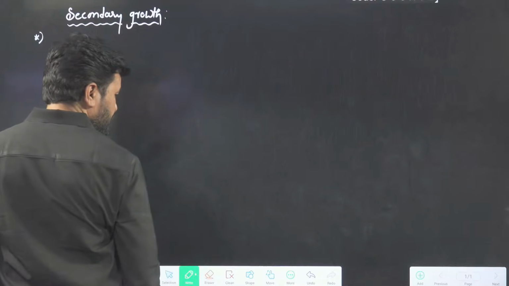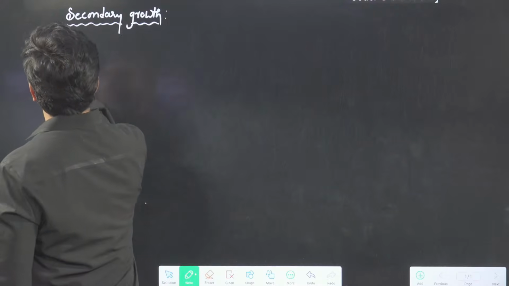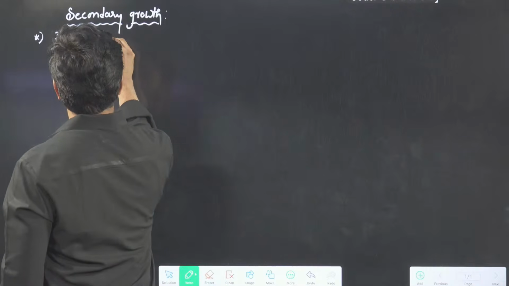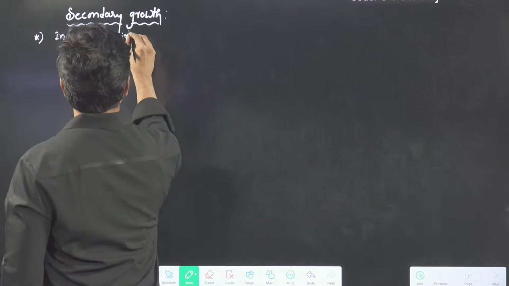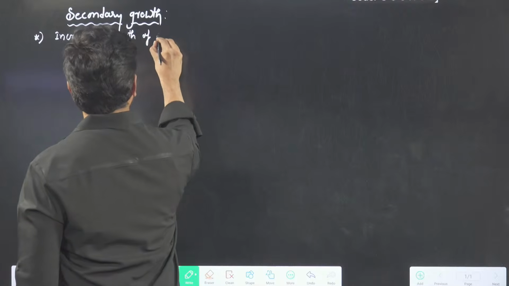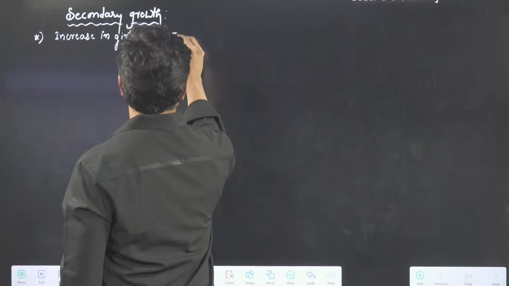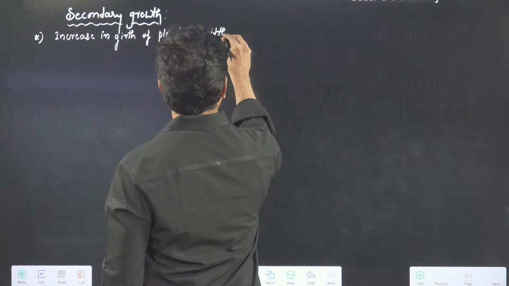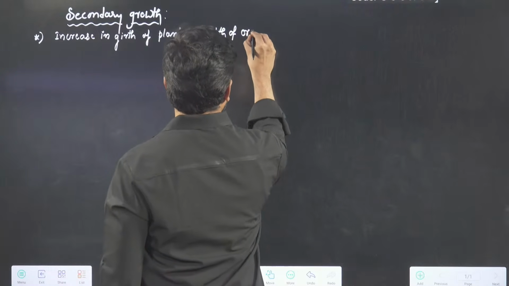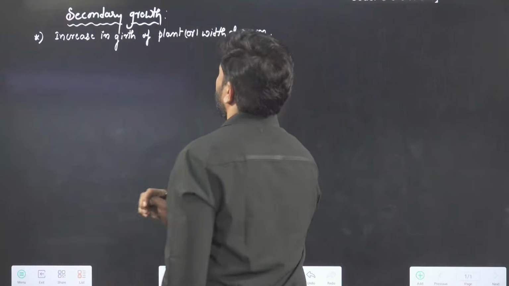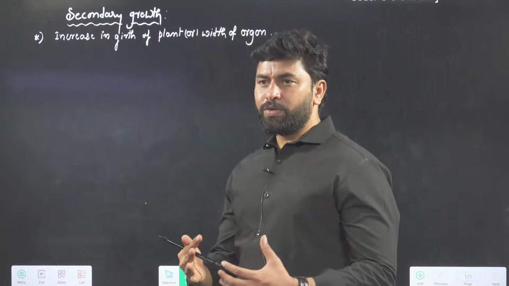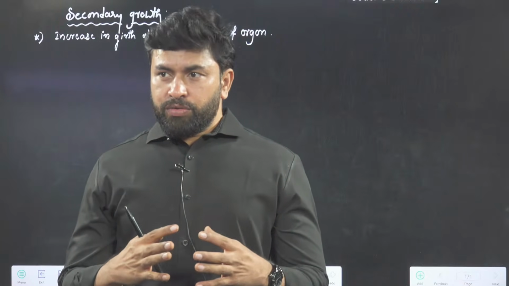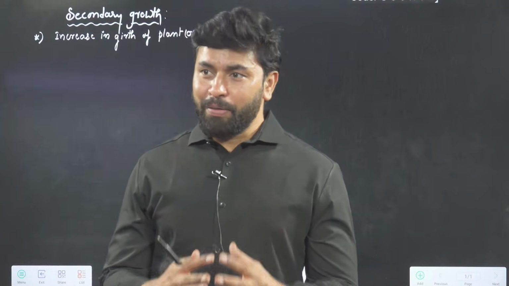What is the definition of secondary growth? Secondary growth indicates increase in girth of the plant. Girth of plant means circumference or width of the plant, width of organs. This is called secondary growth. Now, if you want to catch exactly what secondary growth is, you need to talk about what primary growth is first.